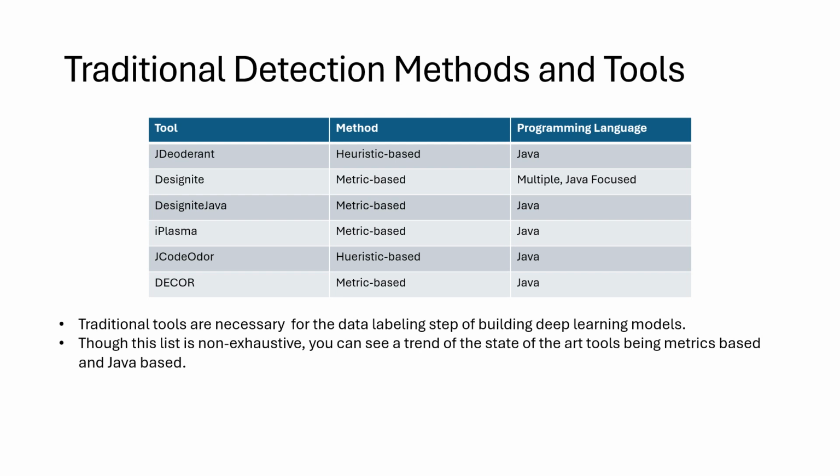Throughout my research, I came across many different tools that are used to detect anti-patterns. These are traditional tools that do not employ machine learning or deep learning techniques. Instead, they rely on hard-coded rules engineered by the tool's creator. Despite their limitations, they are essential to the data labeling step of creating deep learning models. Even though this list is non-exhaustive, you can see a trend towards metrics-based tools that were developed primarily for Java.